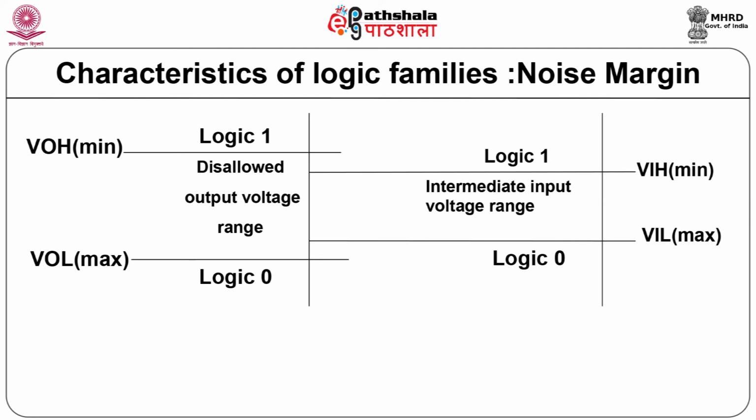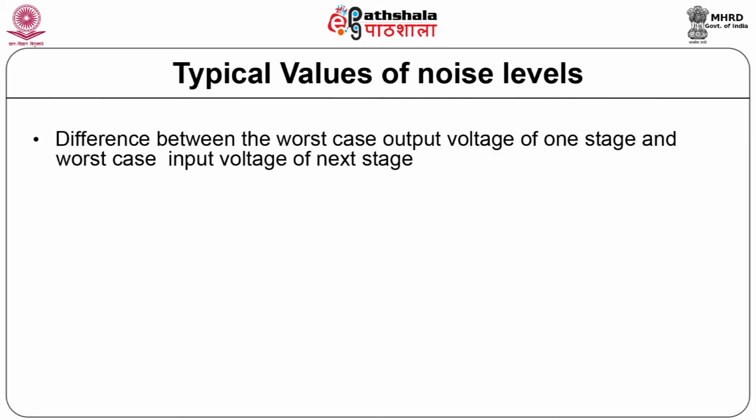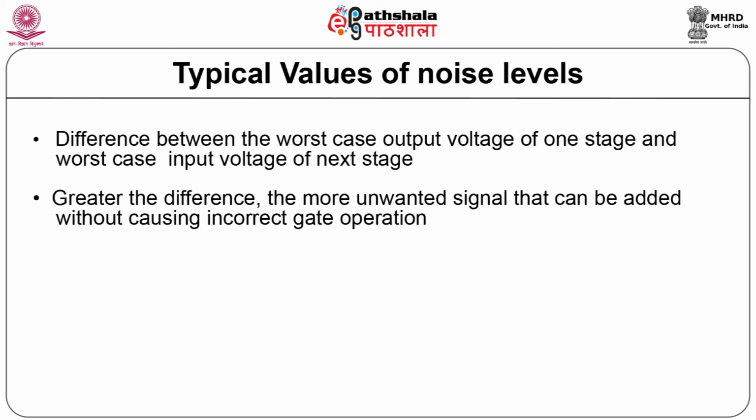So, the difference between VOH min and VIH min is the noise margin. Similarly, the difference between VOL max and VIL max is also a noise margin. These are the typical values of noise levels: the difference between the worst case output voltage of one stage and the worst case input voltage of the next stage. The greater the difference, the more unwanted signal that can be added without causing incorrect gate operation.